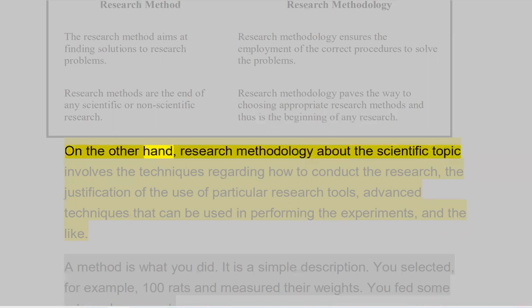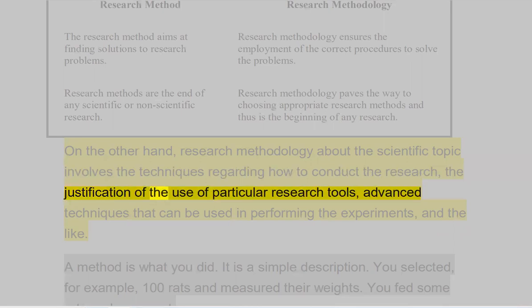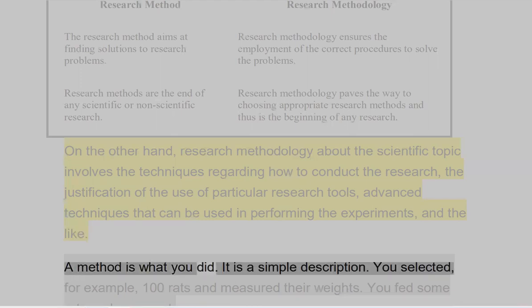On the other hand, research methodology about the scientific topic involves the techniques regarding how to conduct the research, the justification of the use of particular research tools, advanced techniques that can be used in performing the experiments, and the like. A method is what you did.